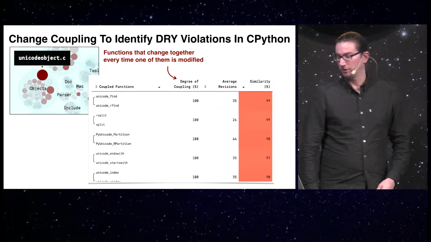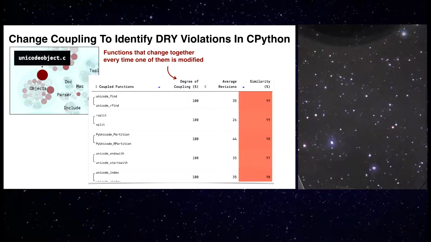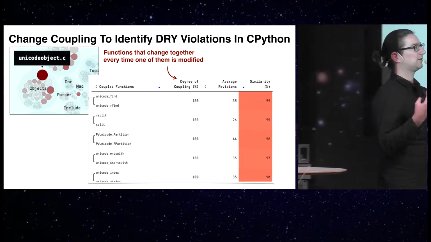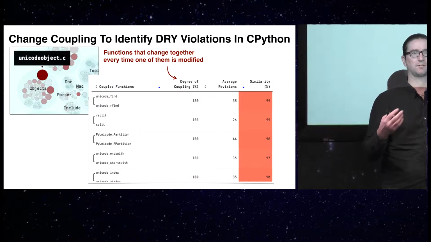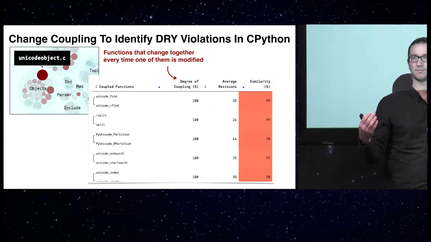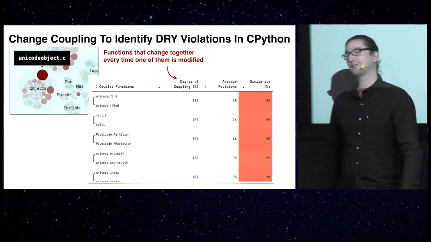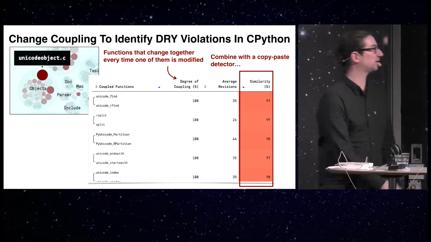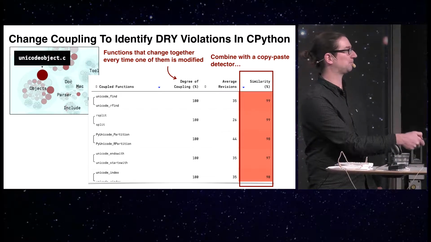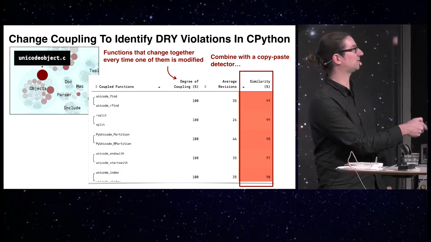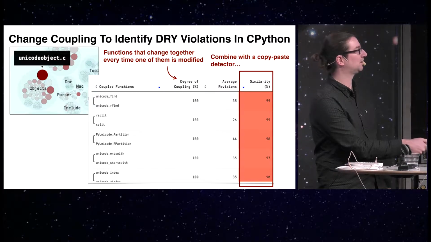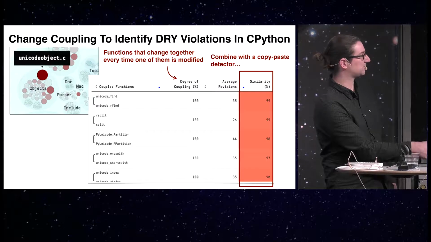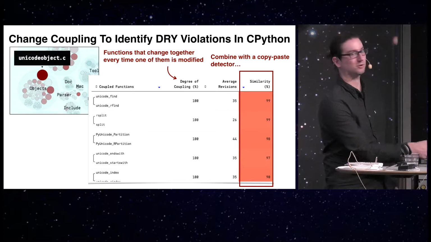But then if we want to look at the possible explanation, why should that happen? Why should two different functions be changed at the same time all the time? Some kind of strange quantum mechanics? Most of the time it isn't. So in this case, we'll look at the final column, because what I did here was basically a simple copy-paste detection. Just looked at the similarity between the implementations. And we see here that basically all of them that change together have a very high degree of code similarity.